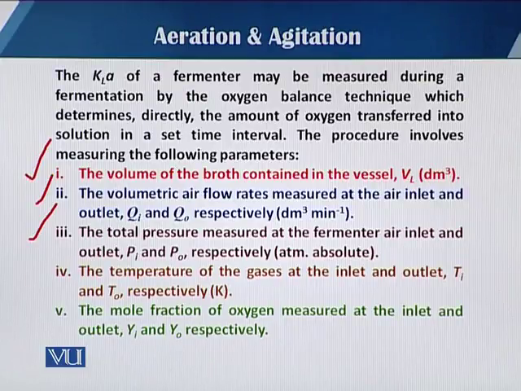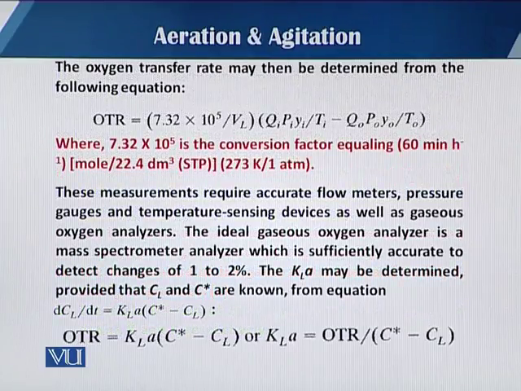And the fourth one, the temperature of the medium and the temperature of the gas at the inlet and the outlet, because the gas is supplied to the fermentation medium at the temperature of the medium, and the temperature of the air which we supply into the fermentation medium is also critical. And then the mole fraction of oxygen measured at the inlet and the outlet, YI and Y naught. So QI, Q naught, PI, P naught, TI and T naught, and YI and Y naught are the different parameters that we have to estimate in the oxygen balance technique.